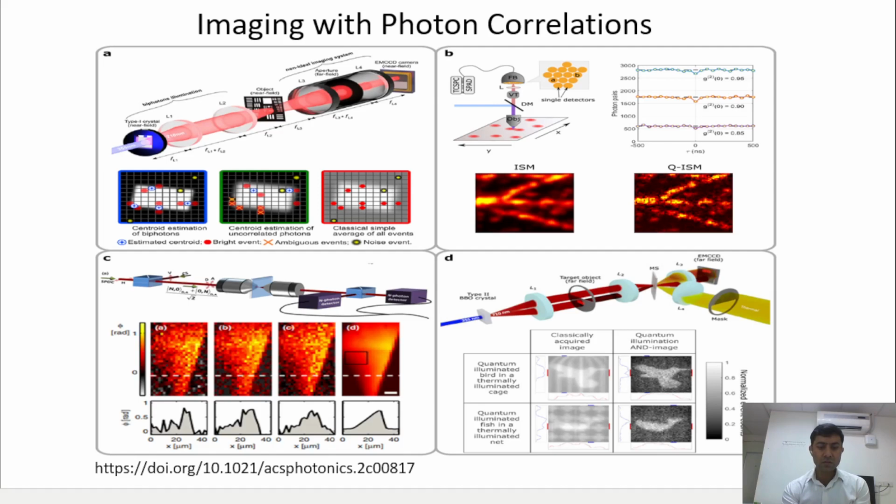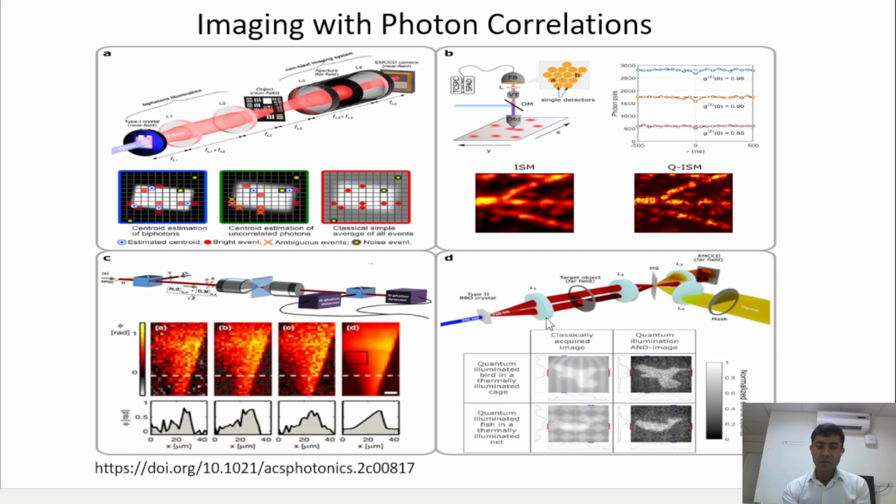Next one is, we can get phase information by measuring the photon coincidence rates. As compared to classical illumination that is shown in figures A, B and C, quantum illumination in D results in phase enhanced imaging. So we can get much better imaging results.